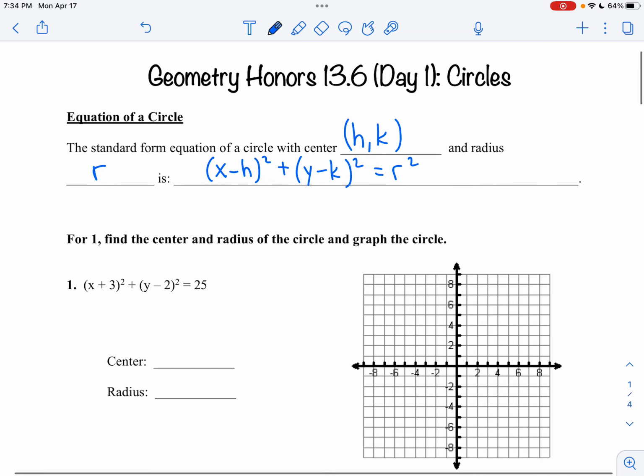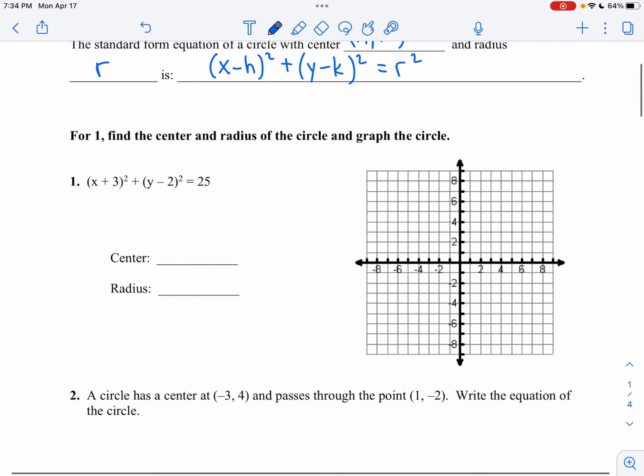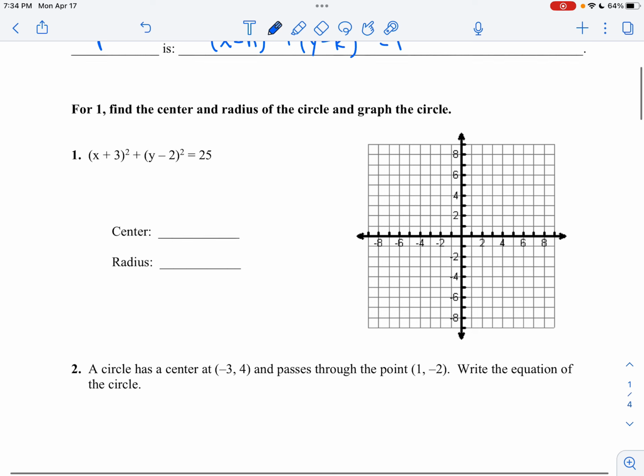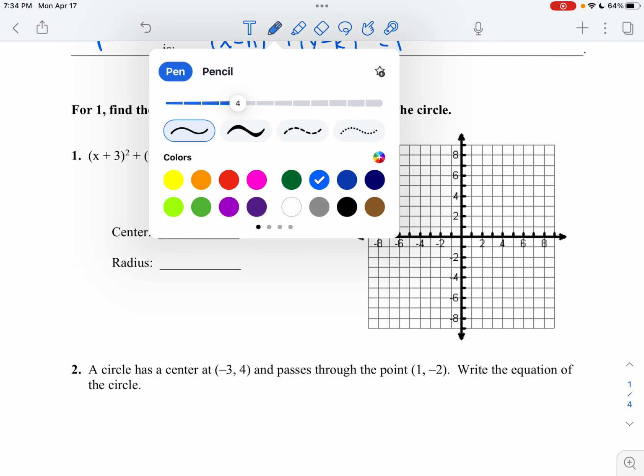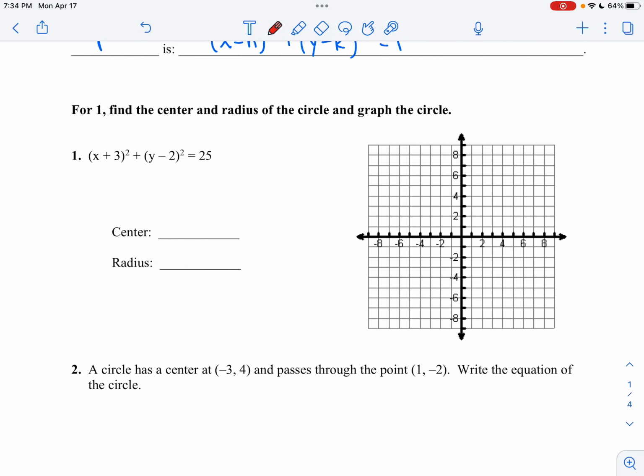So let's take a look at problem number 1. We will find the center and radius and graph the circle. First thing to notice, this says plus 3, so we are using minus 3 for the x-coordinate. This says minus 2, so we are choosing positive 2 for the y-coordinate. We can then go ahead and plot that center.